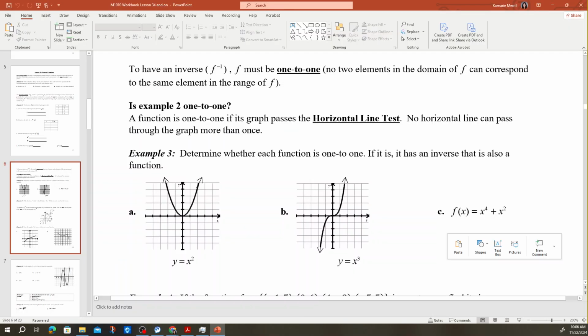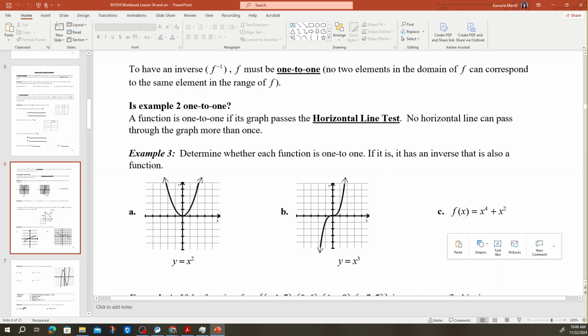Okay, to have an inverse f inverse, let's go ahead and talk about this. For something to have an inverse, as is, it has to be a one-to-one function. This is probably new to you unless you're in honors. We didn't talk about one-to-one functions in regulars last year, but we do see this in 1050. No two elements in the domain of f can correspond to the same element in the range of y.